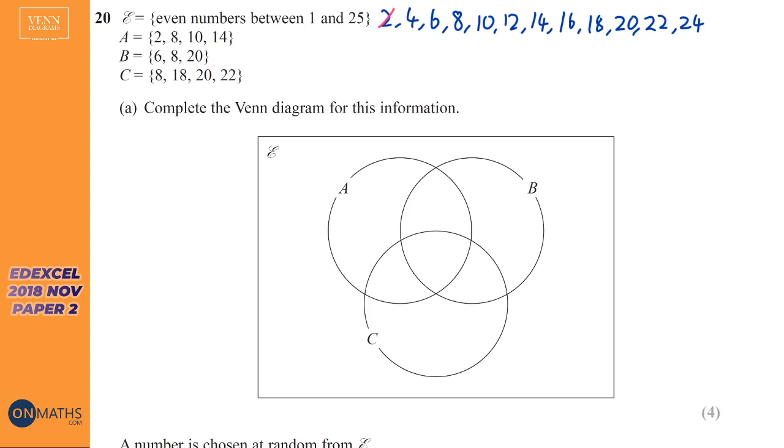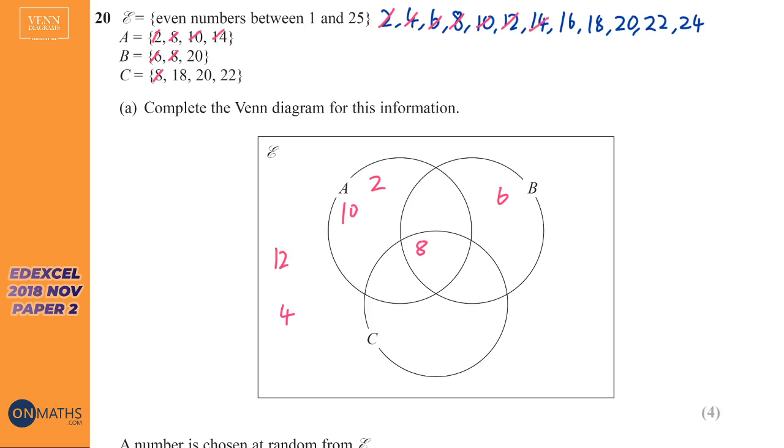So the 2, first of all, is in A but isn't in anything else, so we put that there. Next, the 4 isn't in any of the A, B or C, so that'll go on the outside. The 6 is in B. The 8 is in all 3, so that's going to go in the middle. The 10 is just in A. The 12 isn't in any of them, so that's going to go on the outside.